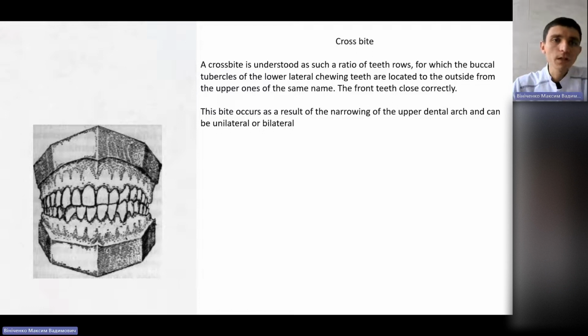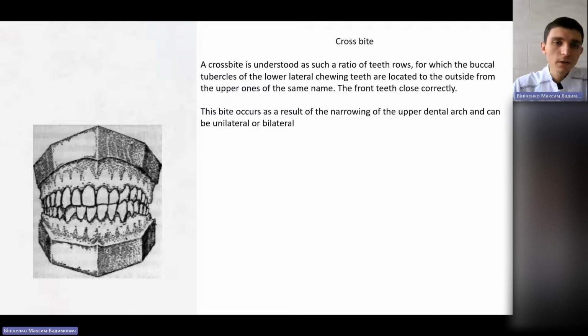Crossbite. A crossbite is understood as such a ratio of teeth rows in which the buccal cusps of the lower teeth are located to the outside from the upper ones of the same name. The front teeth close correctly. You need to understand that there could be a cross bite and a scissor bite. There is a difference between these. In this picture, this patient has a cross bite.